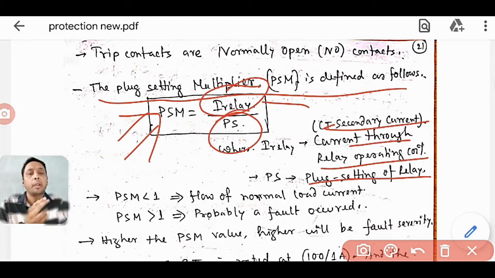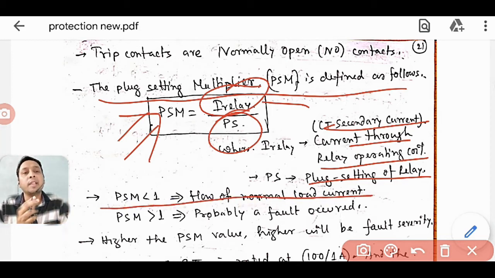That's it. Now if your PSM is less than 1, what can you assume? If it is less than 1, it means the numerator is smaller than the denominator. That means your plug setting is higher. Suppose you are setting for 10 ampere. That means I relay will be less than 10. Suppose it is 9. So what will be PSM? 9 by 10, 0.9. That means your flow of normal current, because your set point is 10, the current is not crossing 10, it is below 10. So that's why if the numerator is less, then PSM is less than 1.